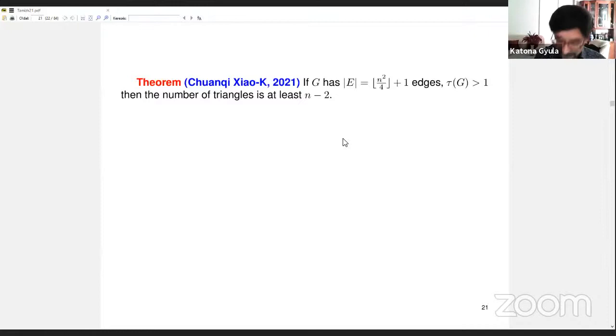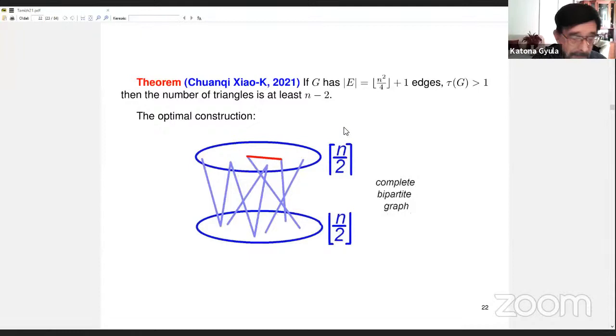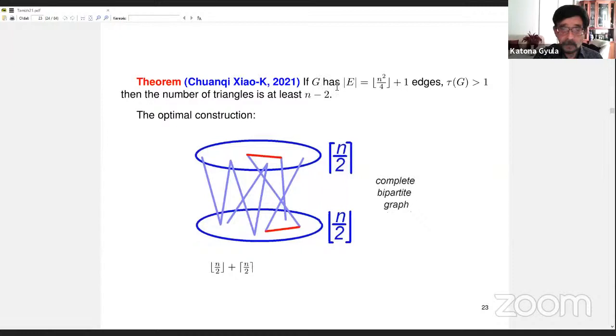Yeah, so this was the optimal construction in Mantel's theorem. And this is the construction for this theorem. So we choose one edge here and one edge here, but then the number of edges is this plus two. So we have to delete one edge. So one of the edges connecting these two edges is deleted. So this is deleted, this edge here.